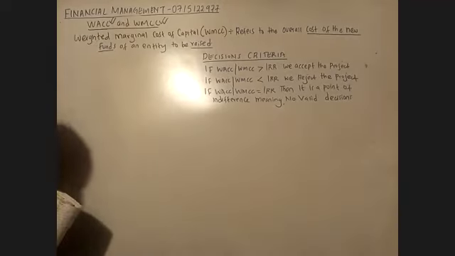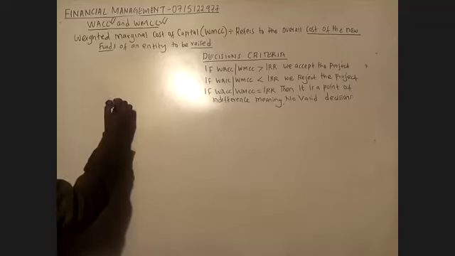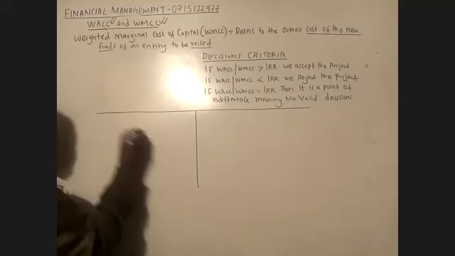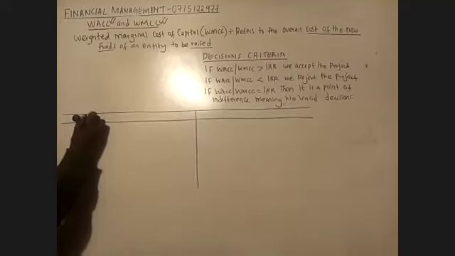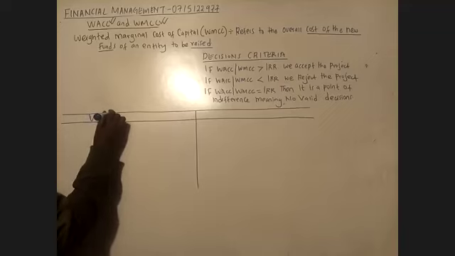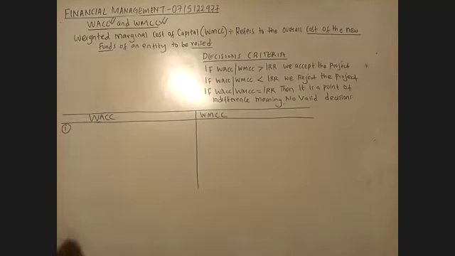Now, let us see some of the differences between WACC and WMCC. If you want to see the differences, make a table. So this side will be WACC, and the other side will be WMCC. So let us start with the first difference.